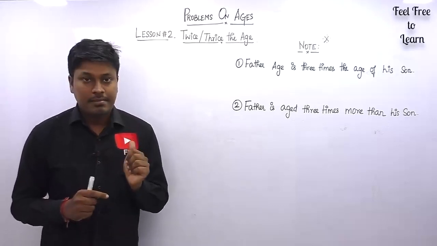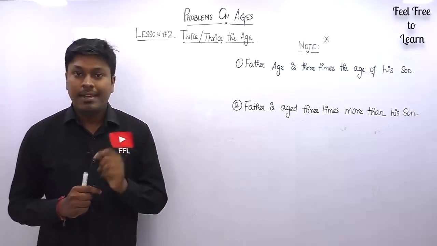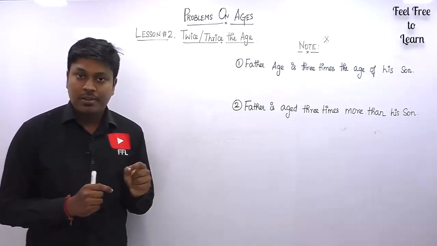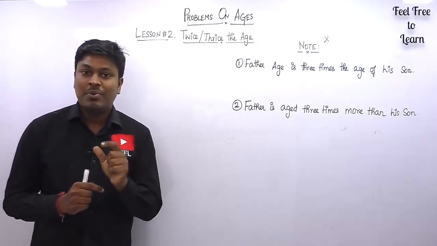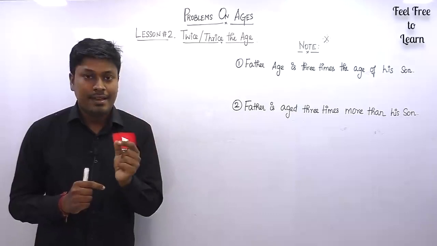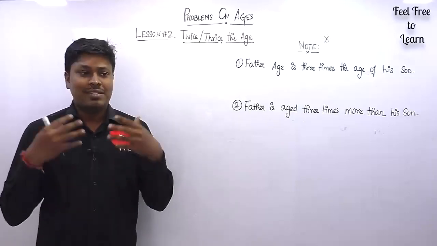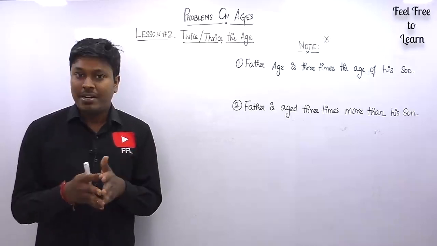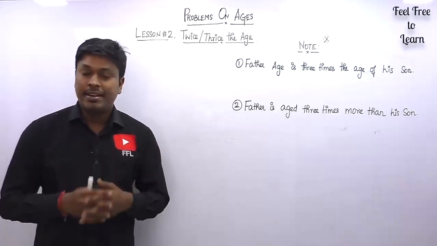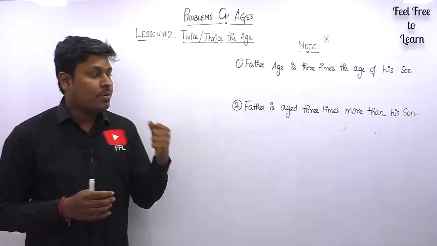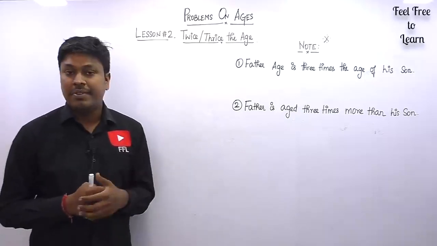So in this lesson number 2 on the topic problems on ages, we are going to solve 12 questions that are based on the concept called thrice the age, twice the age, or otherwise 5 times the age. These questions can be seen repeatedly in many competitive exams and also in IT sector interviews. That is the reason why we are going to solve 12 questions in this video.